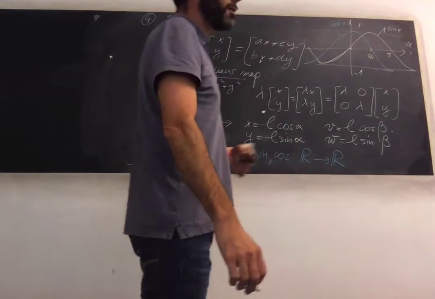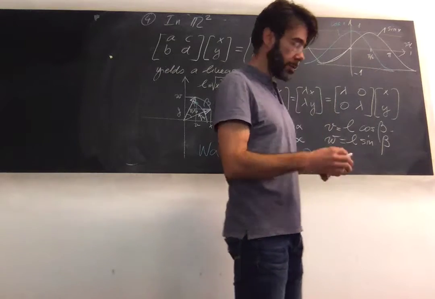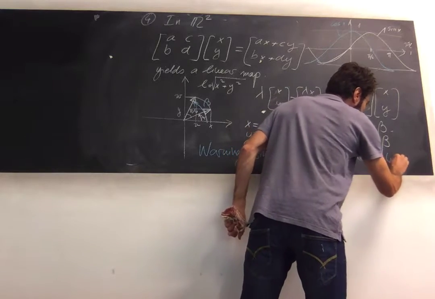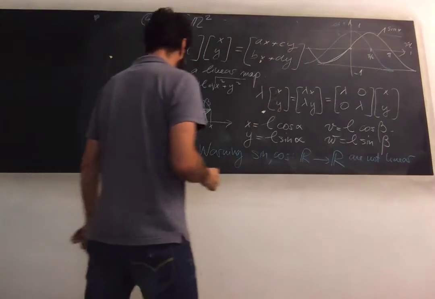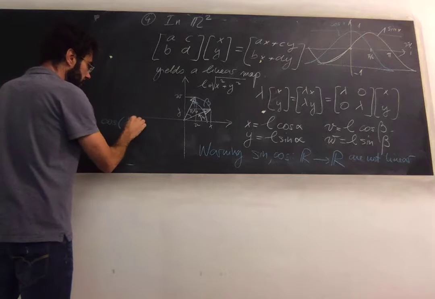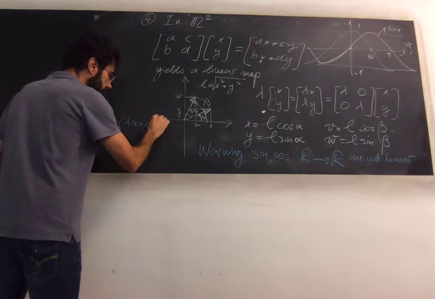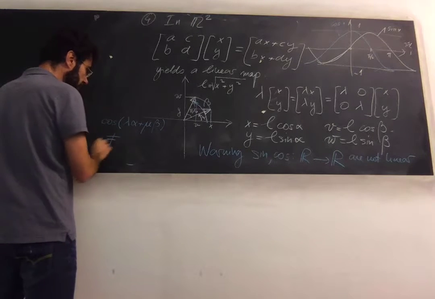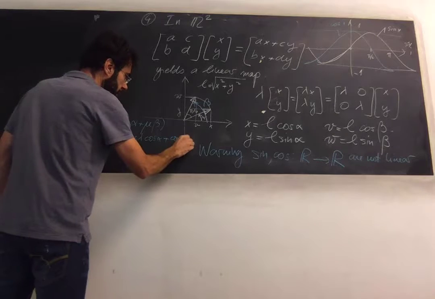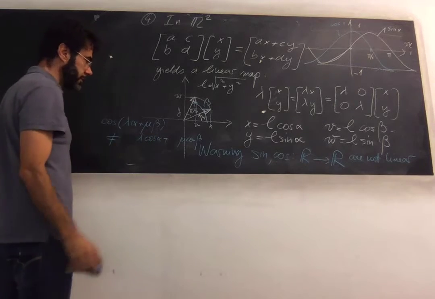And as you can see, the graphs of these functions are far from being lines, and therefore these functions are not linear. So basically the warning is that cosine and sine are not linear, meaning that we don't have this. If you apply cosine to a linear combination, say lambda alpha plus mu beta, this is not equal to lambda times cosine alpha plus mu times cosine beta, or even worse, it's not even equal to this. So these are not linear functions.